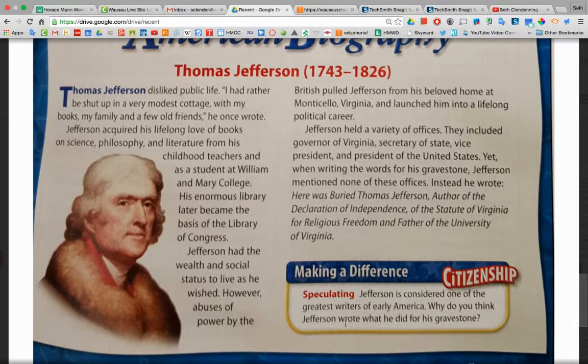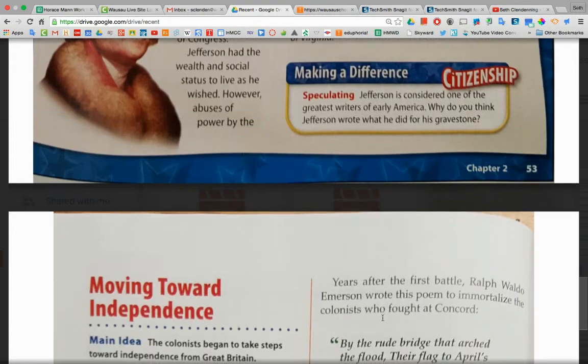Jefferson had the wealth and social status to live as he wished. However, abuses of power by the British pulled Jefferson from his beloved home at Monticello, Virginia, and launched him into a lifelong political career. Jefferson held a variety of offices. They included Governor of Virginia, Secretary of State, Vice President, and President of the United States. Yet when writing the words for his gravestone, Jefferson mentioned none of these offices. Instead, he wrote, "Here was buried Thomas Jefferson, author of the Declaration of Independence, of the Statute of Virginia for Religious Freedom, and father of the University of Virginia."